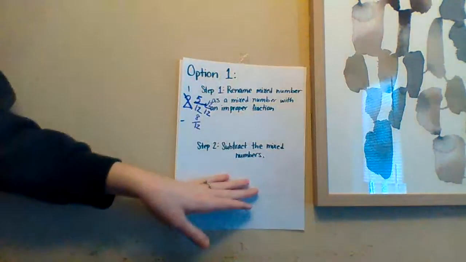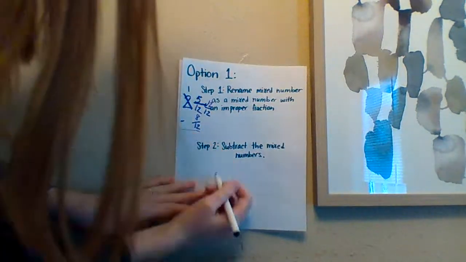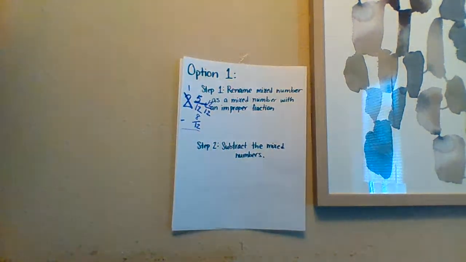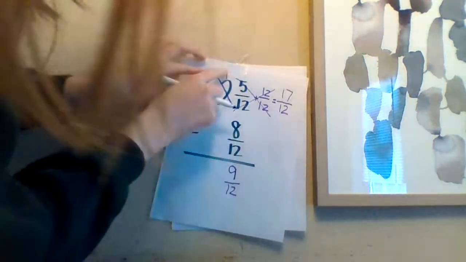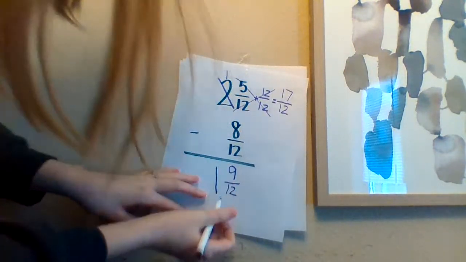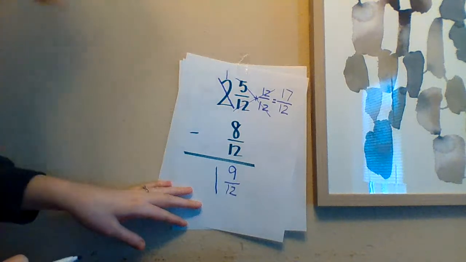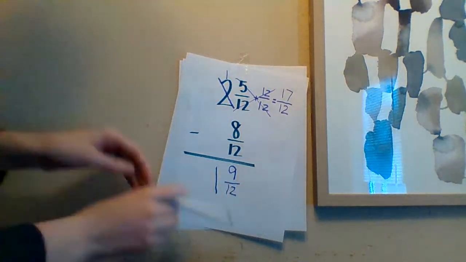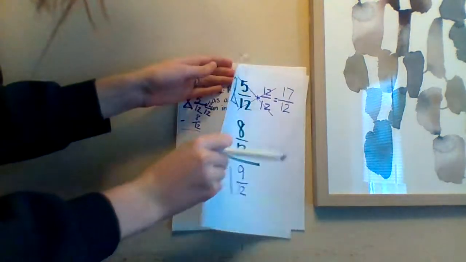Okay, so that when we subtracted the mixed numbers, that's when we did... oh my gosh, I'm so sorry. You know what I forgot to do? Don't do this. 1 minus nothing is 1. Don't forget to subtract that. So my answer is 1 and 9 twelfths. Sorry about that.